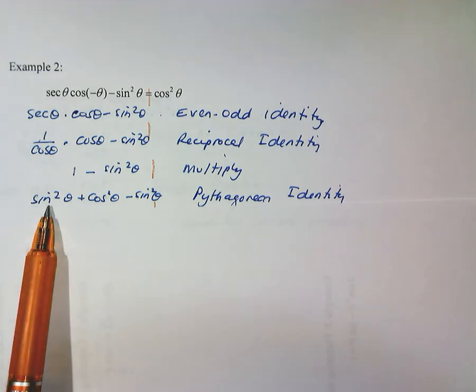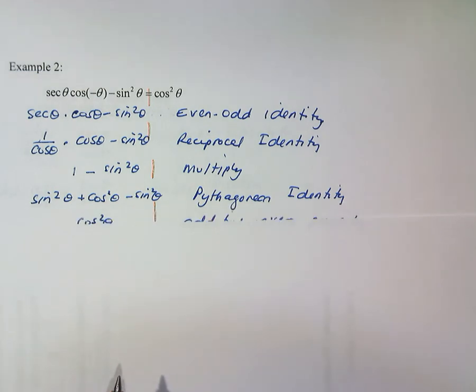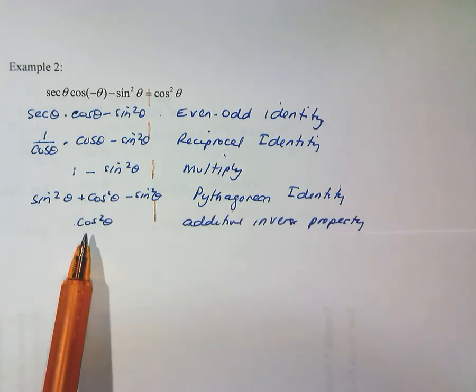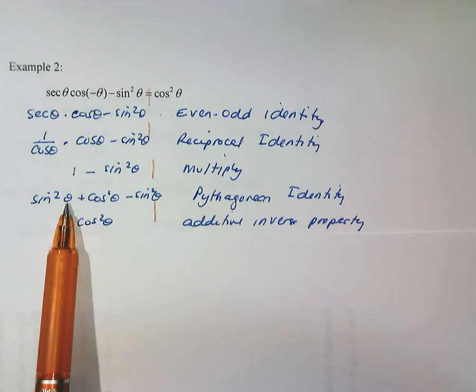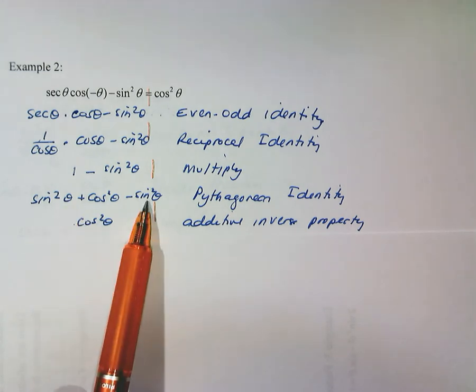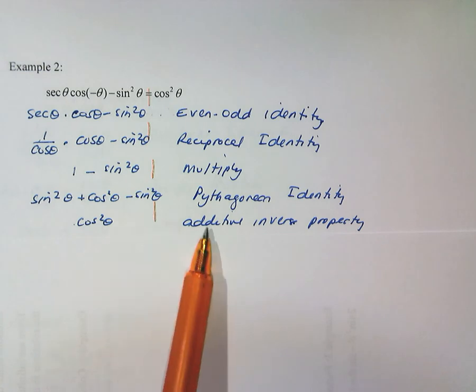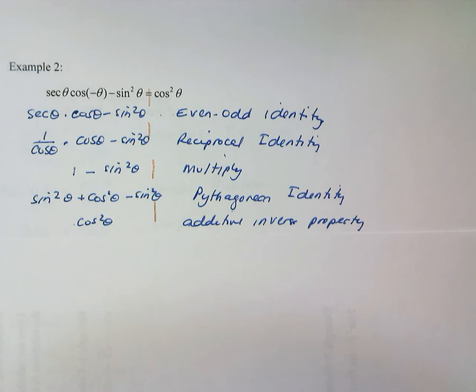Now I have a positive sine squared and a negative sine squared. That is equal to 0. So I'm left with just cosine squared. And when I add positive sine squared and a negative sine squared, I use the additive inverse property. You can say combine like terms. You can say adding, simplifying, however you want to.